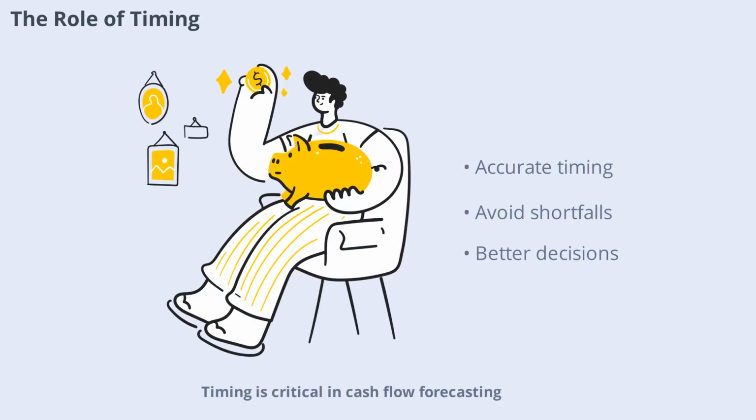Timing is critical in cash flow forecasting. Knowing when cash will be received and when payments are due helps you avoid shortfalls. For example, a large sale might boost your revenue, but if payment is delayed, you could still face a cash crunch. Accurate timing ensures your forecast reflects reality and supports better decision-making.